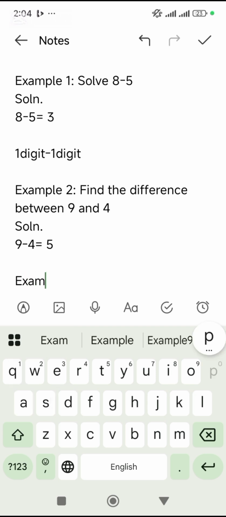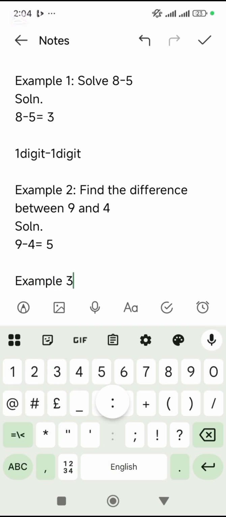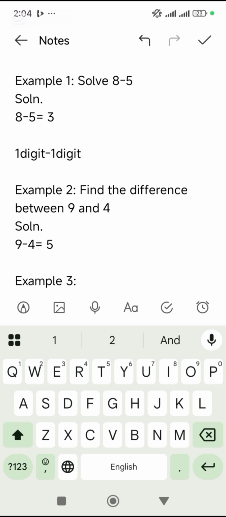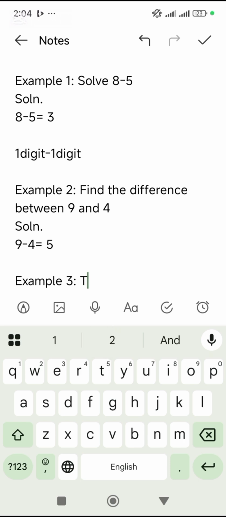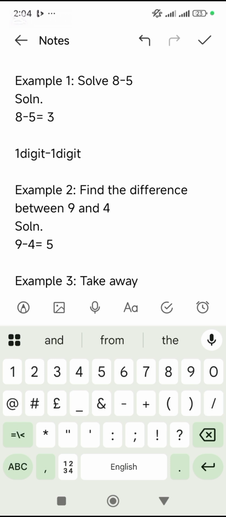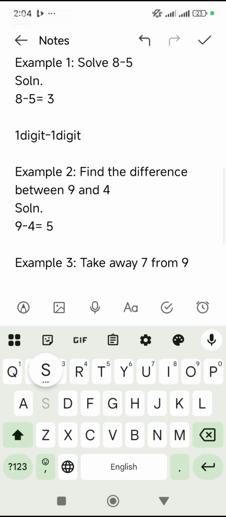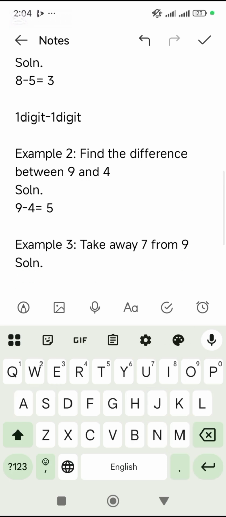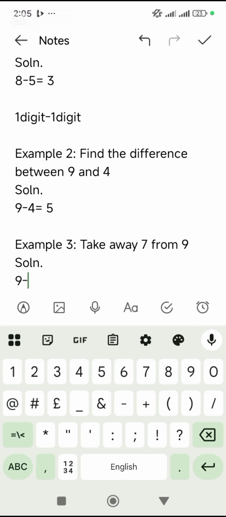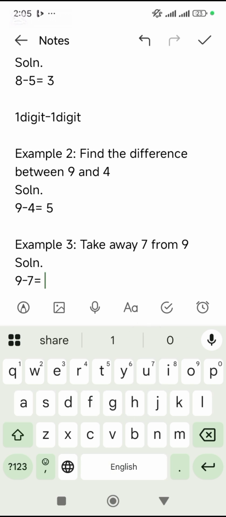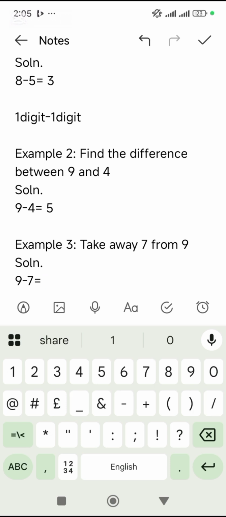Let's see another example. Example 3. Take away 7 from 9. Okay. You would notice that although 7 in the equation comes first, we are going to write 9 minus 7 instead, because 9 is bigger than 7, and so you can only take away 7 from 9 and not the other way around. So that will be 2.